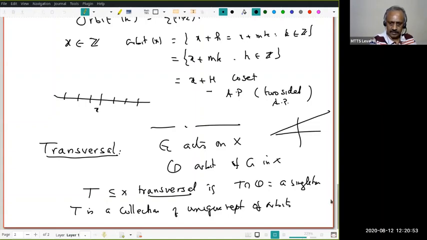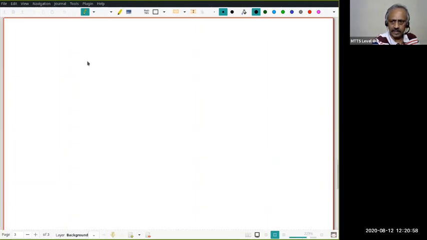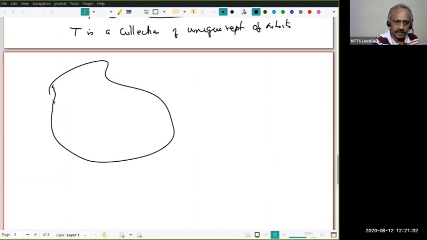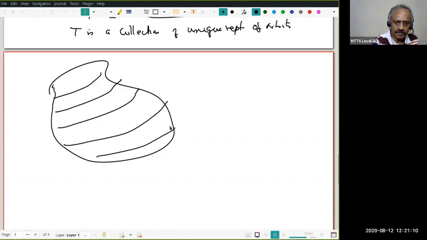All right. So let me just give a picture, but we will actually look at some examples. Suppose this is my X. These are my orbits. All these are orbits. A transversal, therefore, is something like this. You see that this is a unique representative in this orbit. This is a unique representative in this orbit. This is a unique representative in this orbit. This is a unique representative. So this is a transversal.